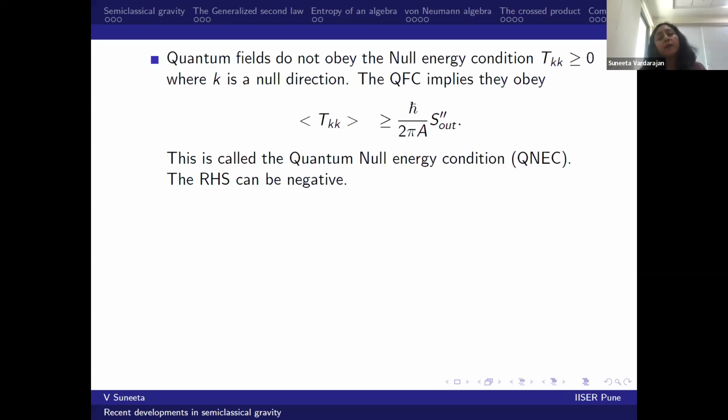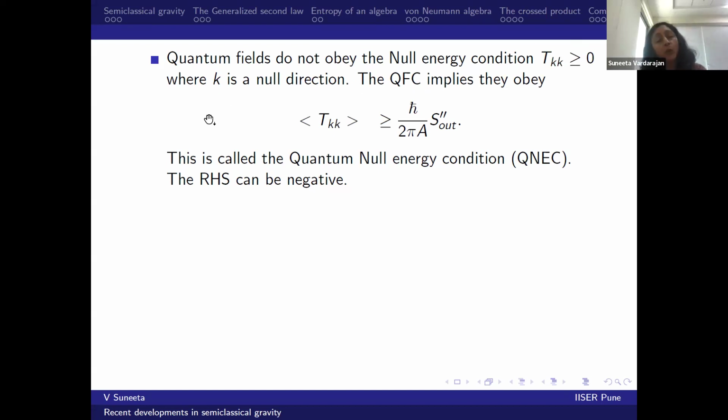Now, what is the use of this conjecture? Well, it turns out that if this conjecture is true, there's something else which is true, and that something else can be proved in other ways. And what is that something else? Now, it is well known that quantum fields do not obey the null energy condition. That is, if you take a null direction k, then the component T_kk in the k direction, the null energy condition says that component should be greater than or equal to 0. But quantum fields do not obey this condition.